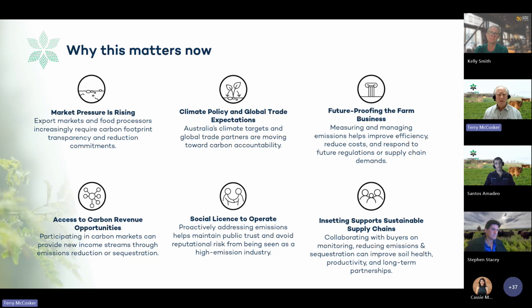And at the moment, that's coming from global trade expectations, because I think our food industry is concentrated in about 10 organisations globally.